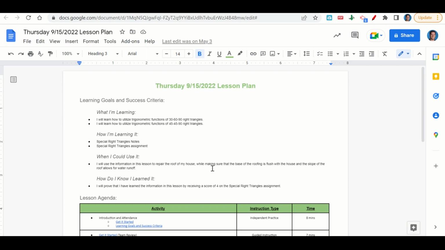When can we use this information? To repair the roof of your house while making sure that the base of the roofing is flush with the house and the slope of the roof allows for water runoff. How do we know we learned it? By getting a score of 4 on the special right triangles assignment.